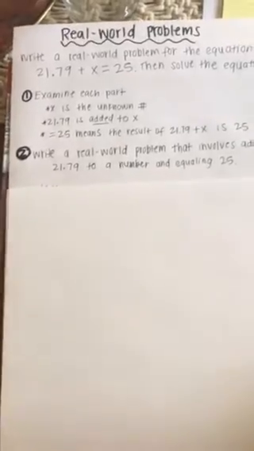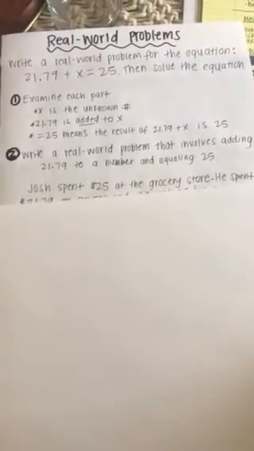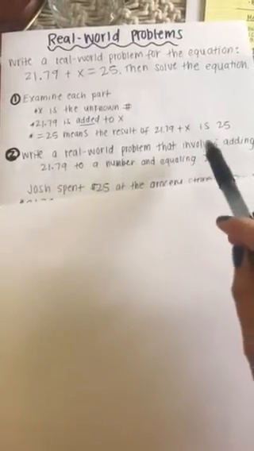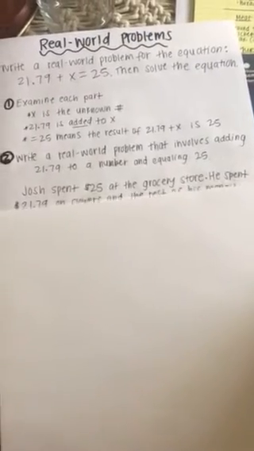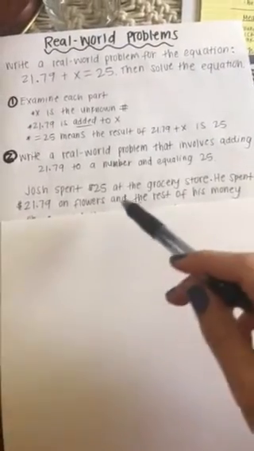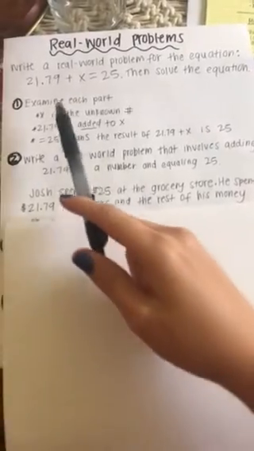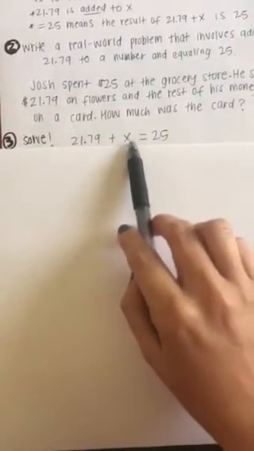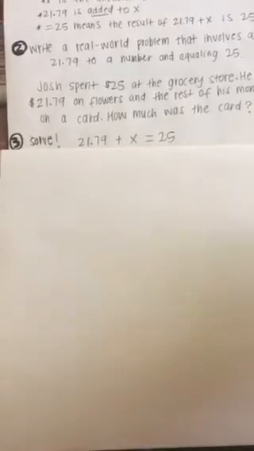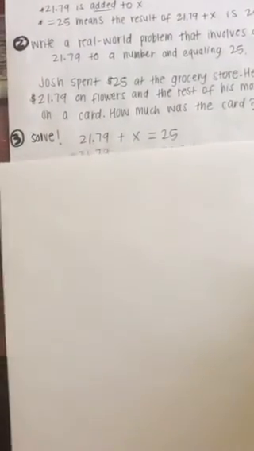So my example was: Josh spent $25 at the grocery store, because 25 is my total up here. 25 is the total. So Josh spent $25 at the grocery store. He spent $21.79 on flowers, and the rest of his money he spent on a card. How much was the card? So our card is going to be x, because we don't know how much the card is yet. So I'm going to solve that by saying 21.79 plus x, we don't know how much the card is, equals 25.